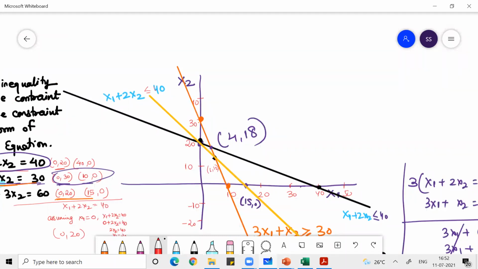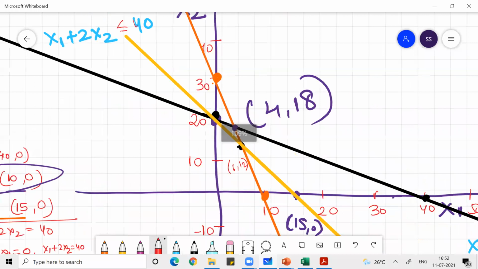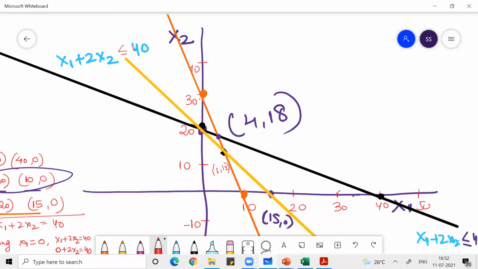Clear? Any doubt? But in the real graph, all three lines will touch the dot, right? That's 4, 12, 18. No, all three lines are not intersecting.